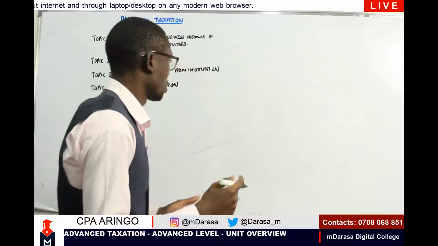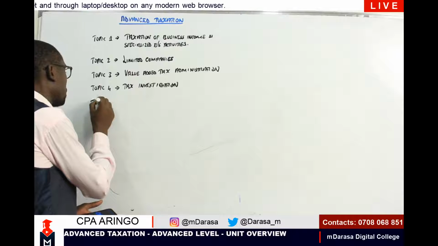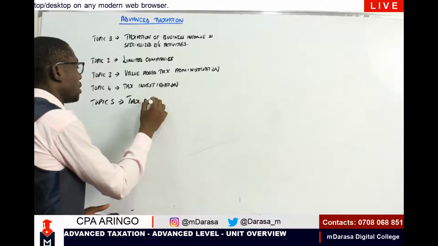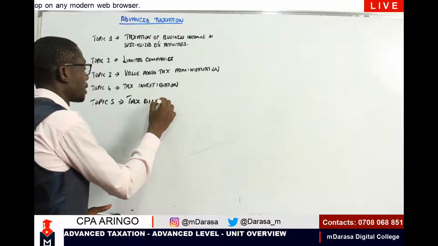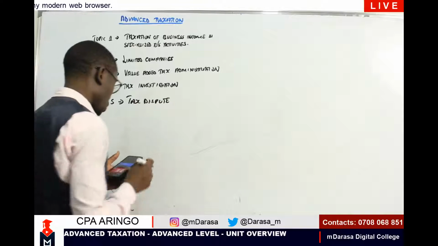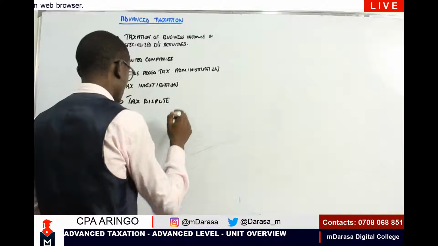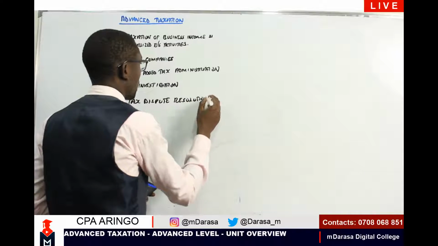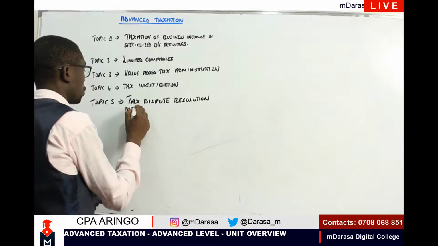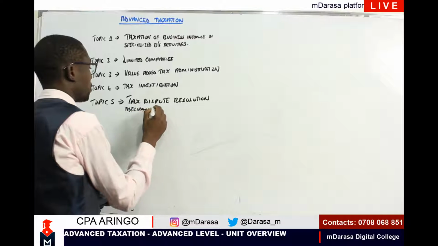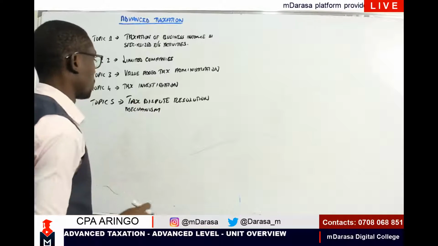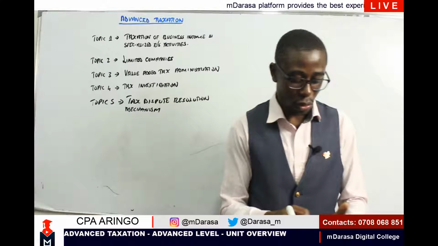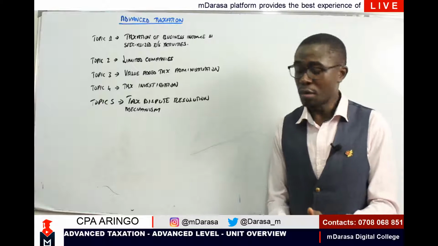Tax dispute resolution mechanism. That is topic number five. Topic number five, you'll be expected to cover what is known as tax dispute resolution mechanism. So this is what you'll be expected to cover under topic number five, and you'll find it to be very, very practical.